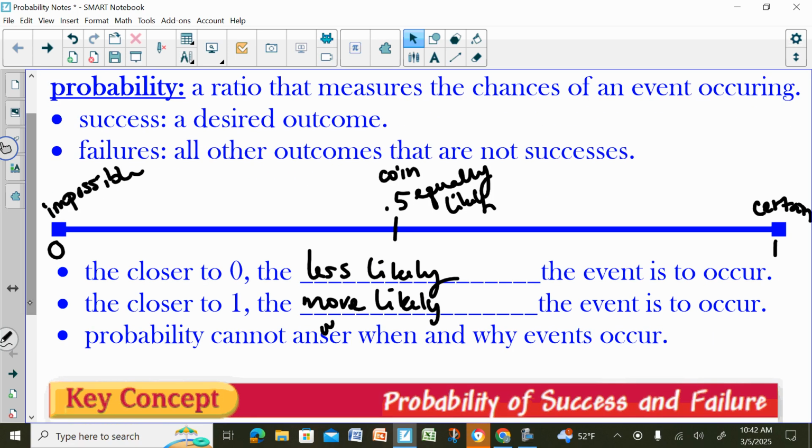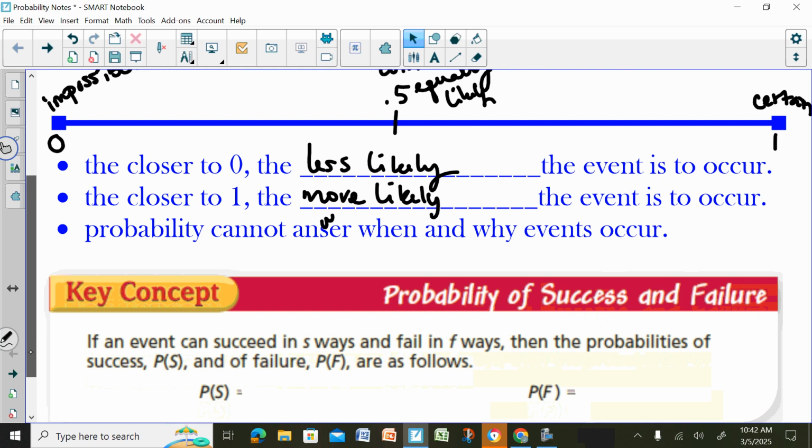You can prove it wrong too. I could flip a coin 10 times and get heads every single time. So it doesn't mean that it's going to happen. It's just a likelihood. The more you flip the coin, the more you do the experimental probability. Like if I flip the coin 1,000 times, the closer I would get to the 0.5. 500 of the times would be heads, 500 of the times would be tails.